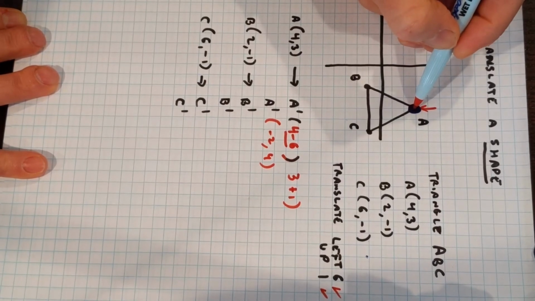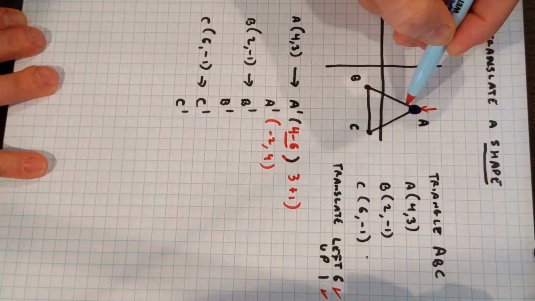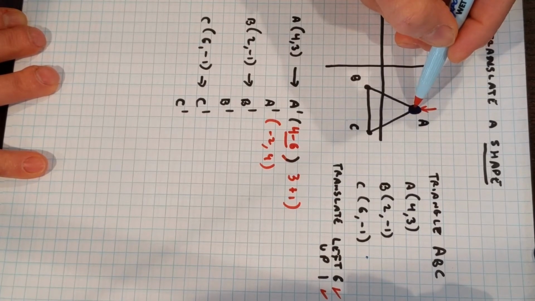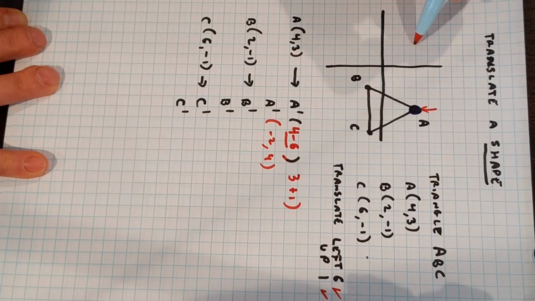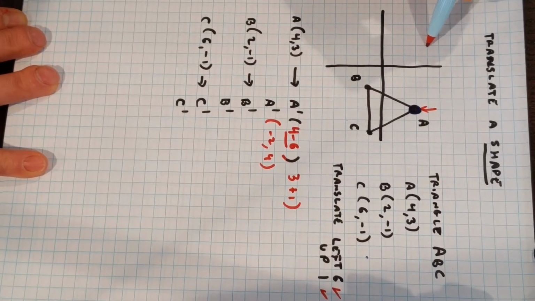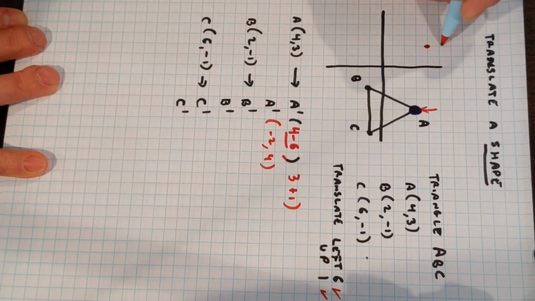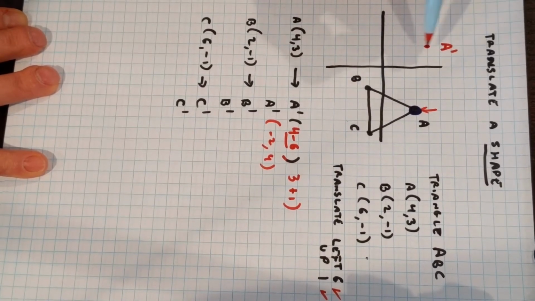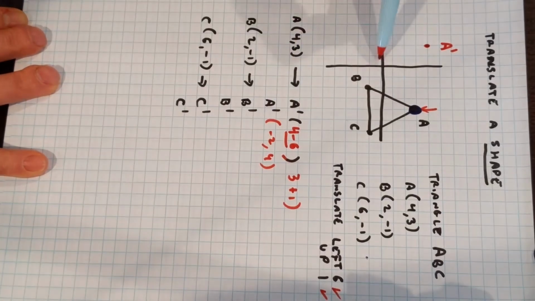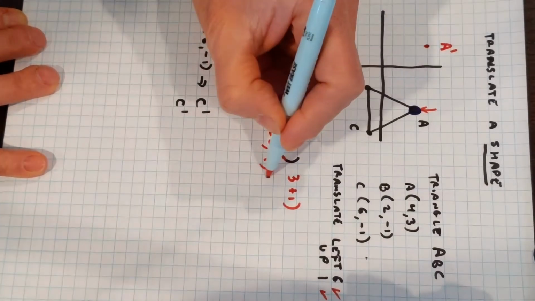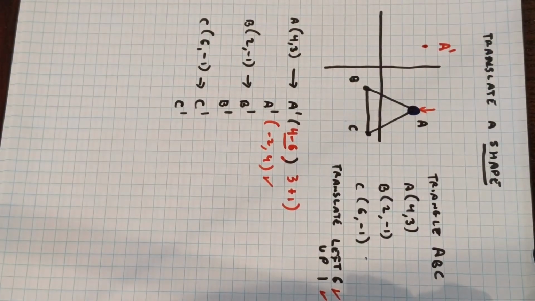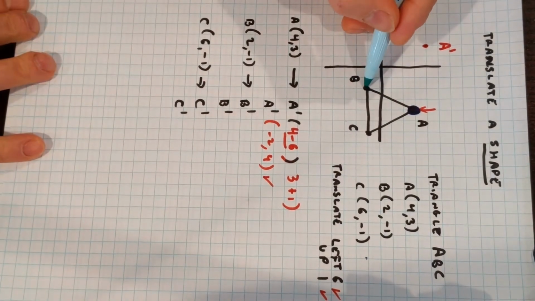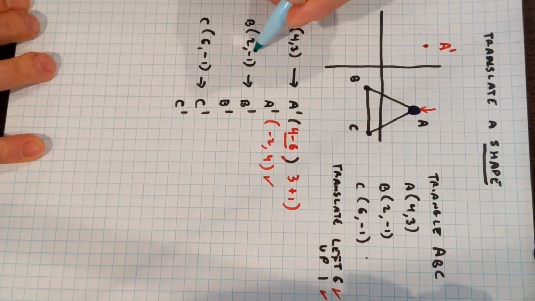So that point is now located at left 6: 1, 2, 3, 4, 5, 6. Up 1. New point A prime. And that corresponds with my answer of (-2, 4). Check. Let's do the point B. Point B is the point here. That point is (2, -1).